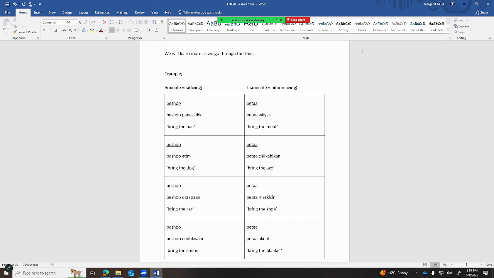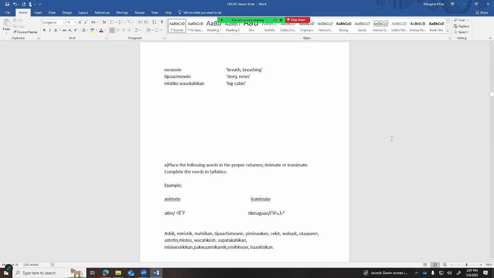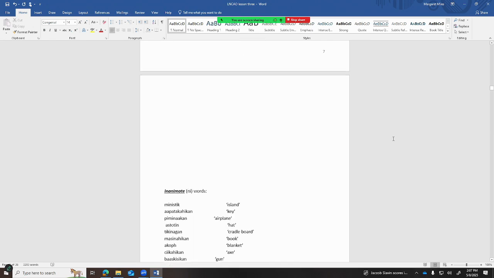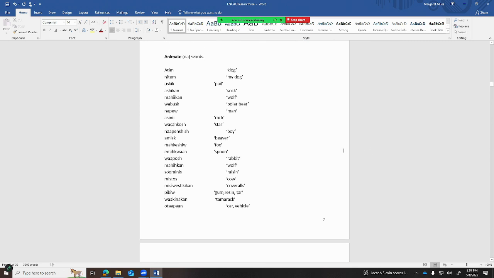Nouns in the Inaniman language group into animate and inanimate gender or classes, dependent and independent groups. And here's the example of animate words and inanimate words. So the first one, animate words, atim. Nitem, atim means dog. Nitem, my dog.